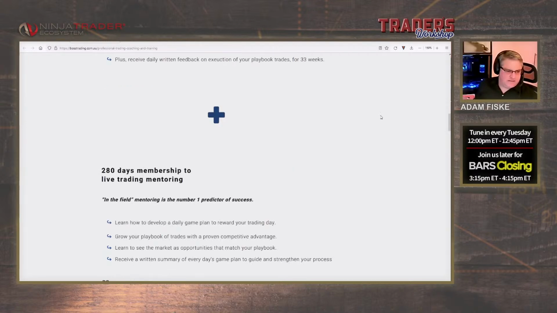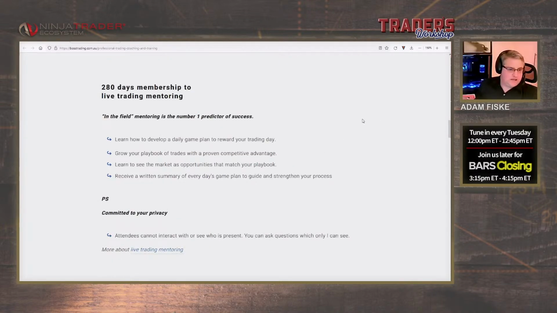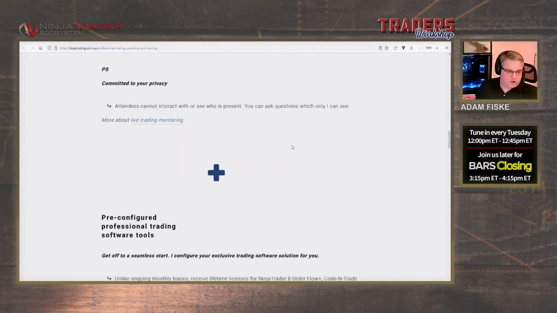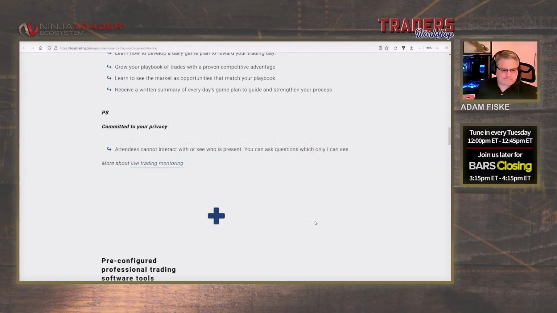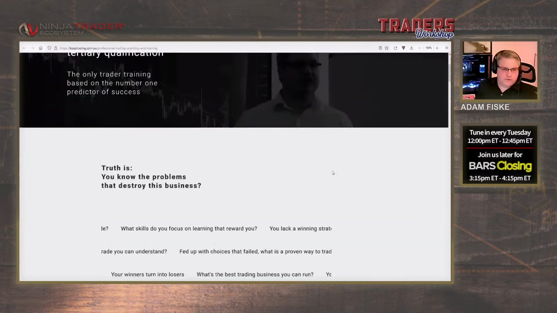And every day they also get to see me trade to try to emulate it and then practice building their own skills. So that's a relationship which is very much like a professional golf player and their professional coach. So it's nearly 12 months of a program to take you to live trading.